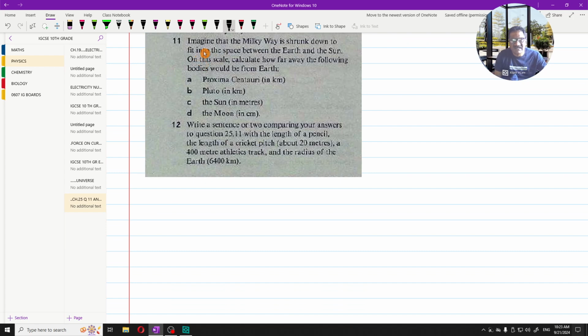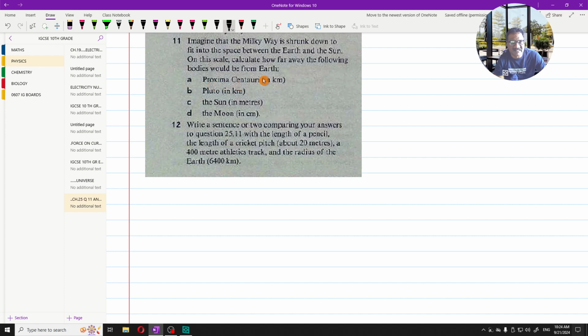Now, question number 11 says that imagine that the Milky Way is shrunk down to fit into the space between the Earth and the Sun. On this scale, calculate how far away the following bodies would be from the Earth. And these are the different bodies given. Okay. So A is Proxima Centauri, the star which is near to our solar system.